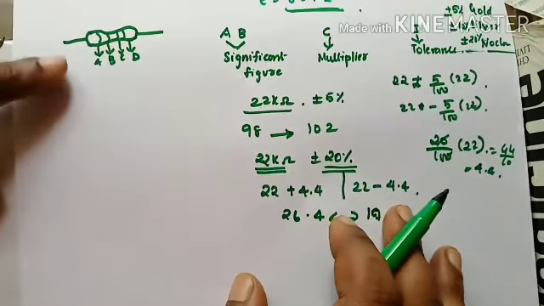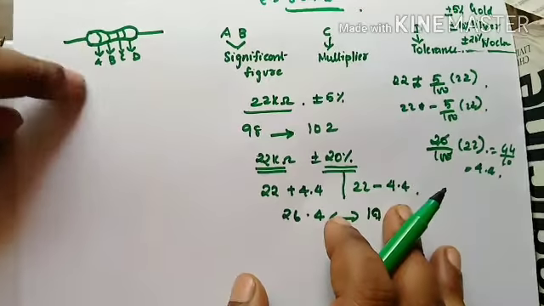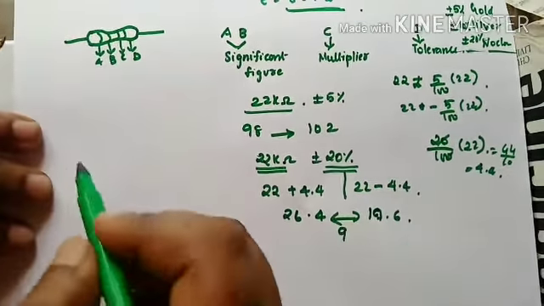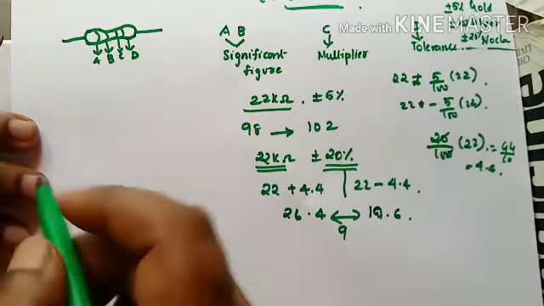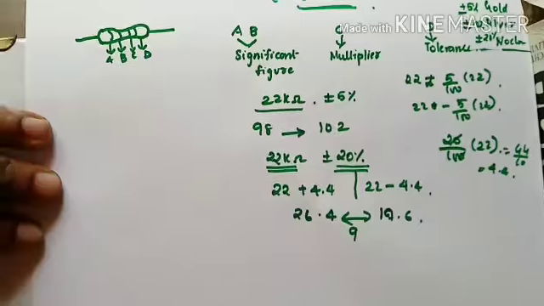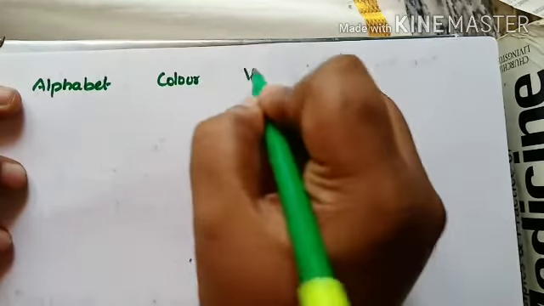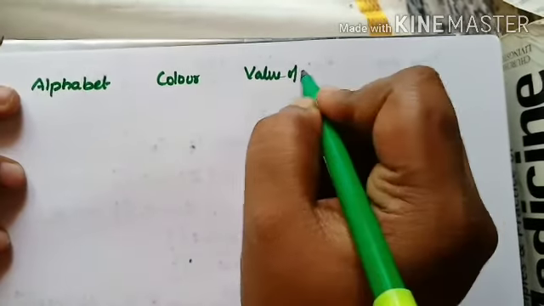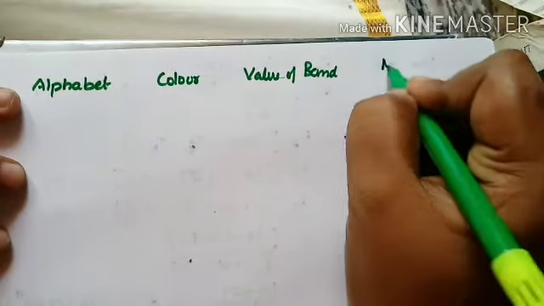How can I understand by looking at the bands, or how can I evaluate a resistor value by looking at the bands on it? Suppose I'm going to write a color coding system which you have to learn by heart. I'll take another sheet of paper and here we'll write the examples. So you have to make a table, guys. This is alphabet, color, value of the band, and the last is multiplier.